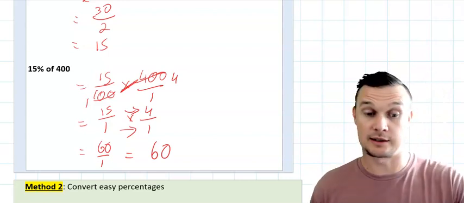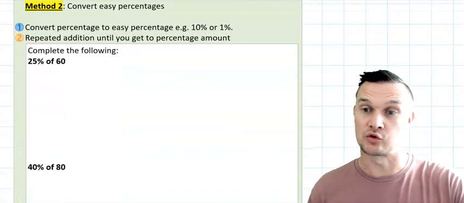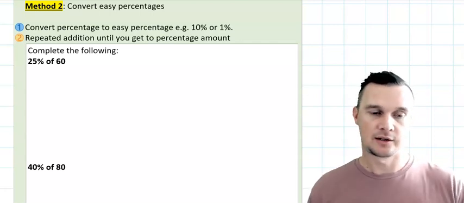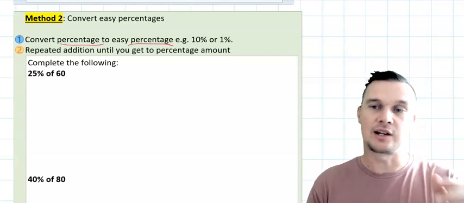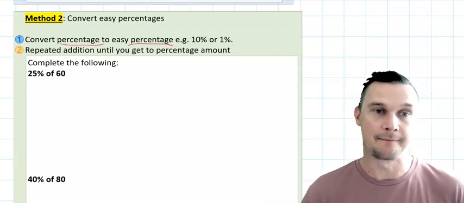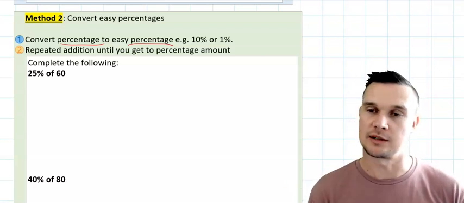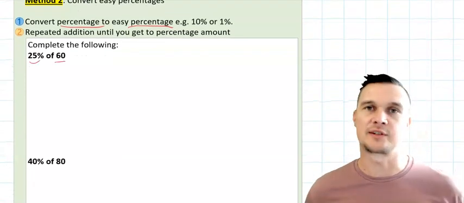Now that's a written strategy. Now let's look at more of a mental strategy that we can apply, and we call this converting to easy percentages. What you want to do is convert to an easy percentage that you are repeating. Once you've done that, you then just keep repeating the addition until you get to the percentage amount. So this is what it looks like. I want to find out what 25% of 60 is.